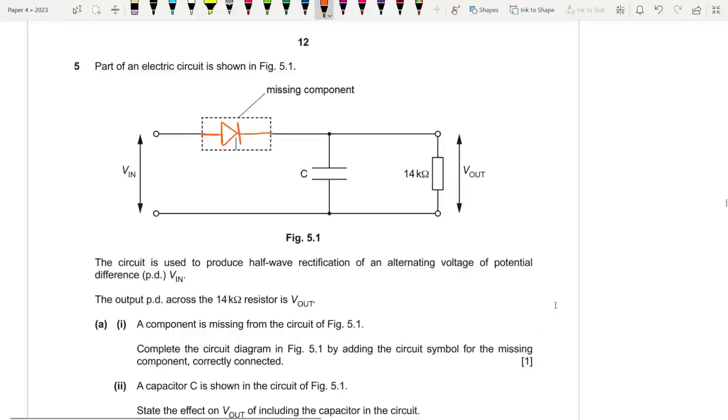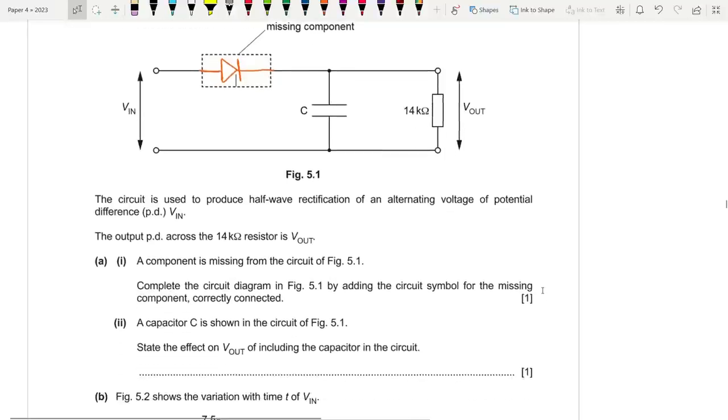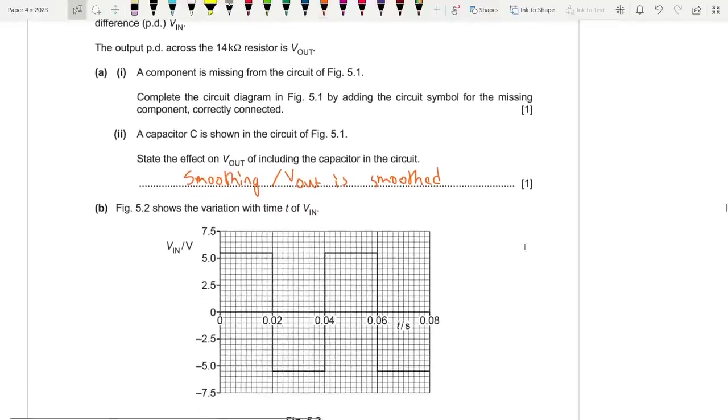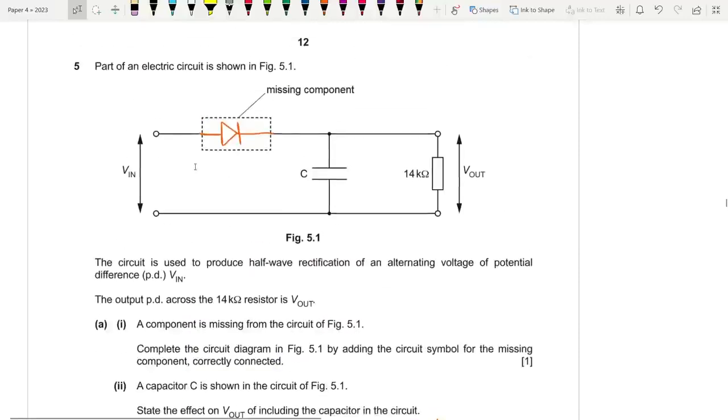Next, a component is missing, complete the circuit by adding the circuit symbol. A capacitor C is shown. State the effect on V out. What is the role of the capacitor? It is used for smoothing. So what happens to the output? It is used for smoothing, or we can just say V out is smoothed out.